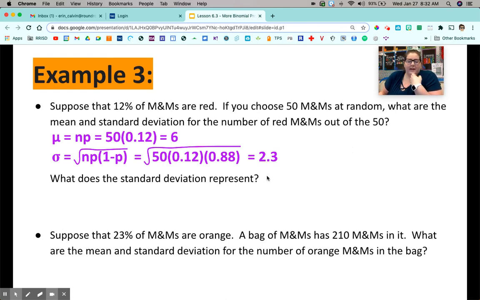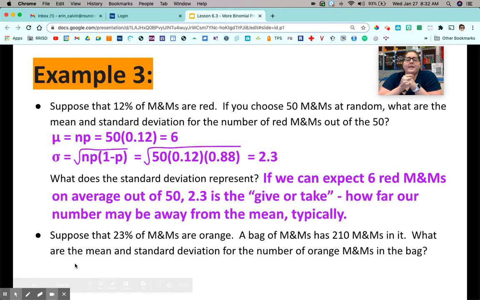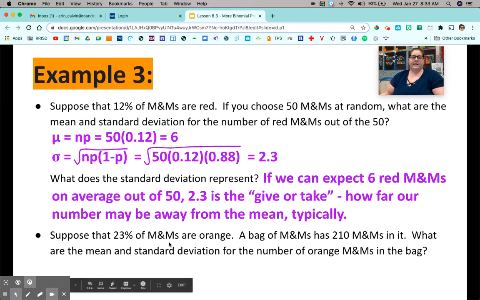Like that's still pretty common. So think of that as your give or take. So what that standard deviation represents, right? If we can expect 6 red M&Ms on average out of 50, 2.3 is the give or take, how far our number may be away from the mean typically. Can we still get something less than 3.7? Sure. We can still get something like less than 3-ish M&Ms. That can still happen, but it's less and less likely the further we get away from 6.